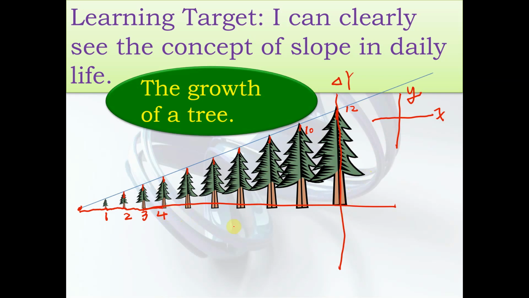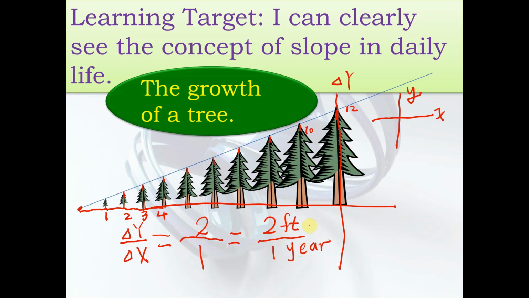So what is the X change? From year 3 to year 4, the change is 1 year. Bringing back what we just said, delta X means the change of X coordinates. In this case it is 1 year, 1 year, 1 year. Now let's take a look at this Y change from 10 feet to 12 feet. So the change of Y is 2 feet. Now that's the slope, which means 2 feet per 1 year.